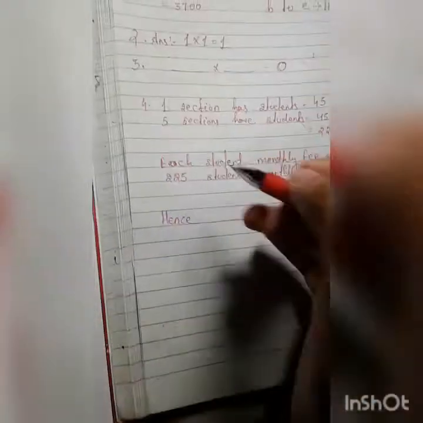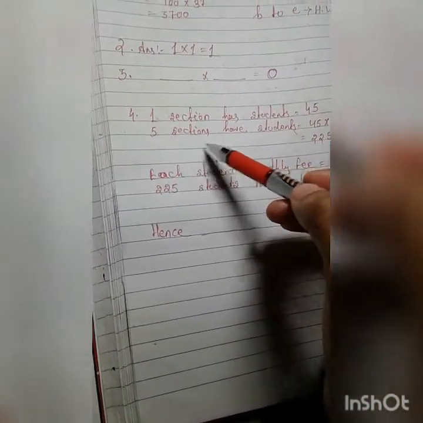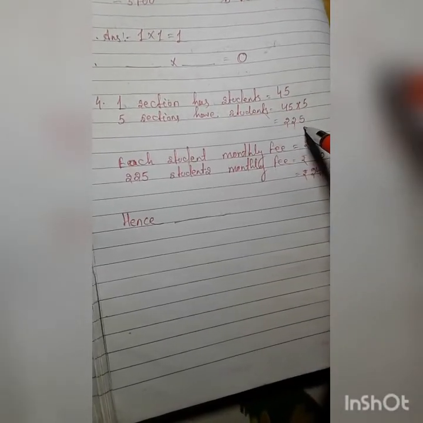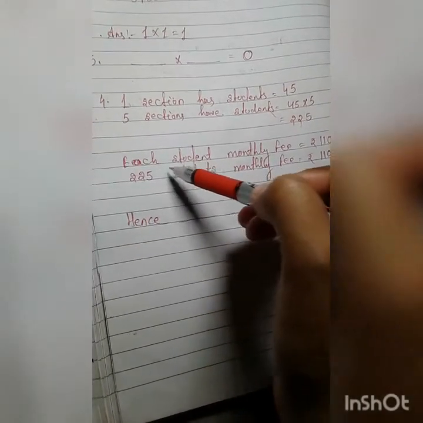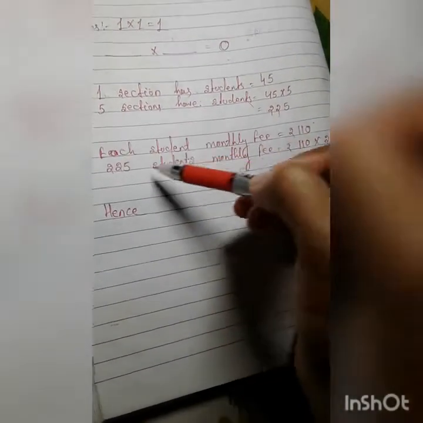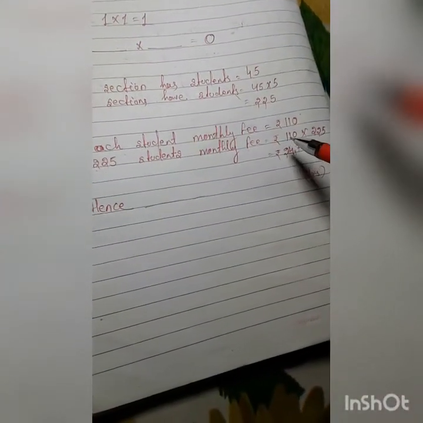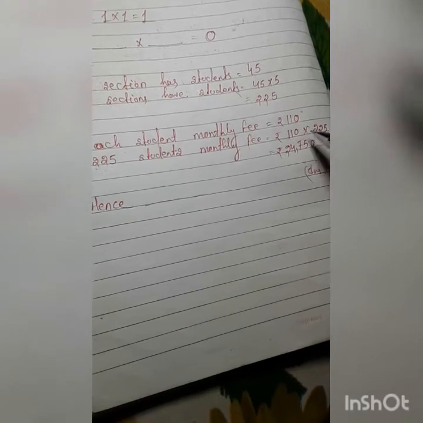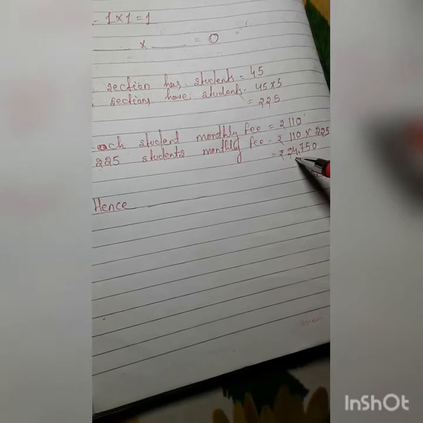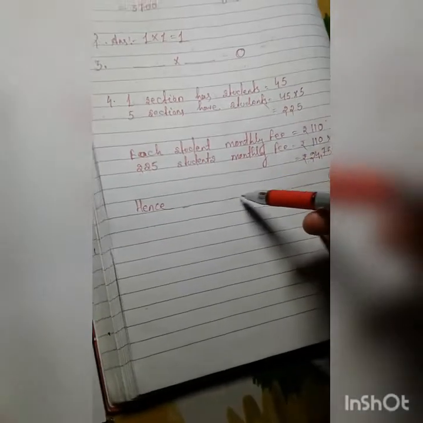So children, like this you write first. One section has this many students and 5 sections have students. 45 multiplied by 5 is 225. Then each student's monthly fee is 110 rupees. Then for 225 students, the monthly fee is 110 rupees multiply 225, and the result is 24,750 rupees. Then hence you write.